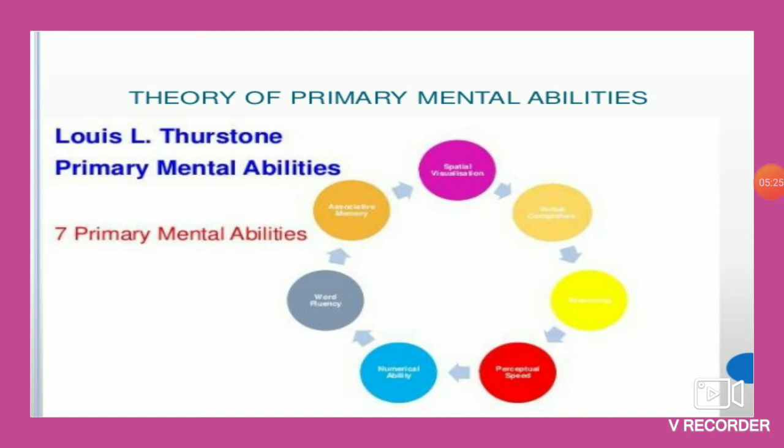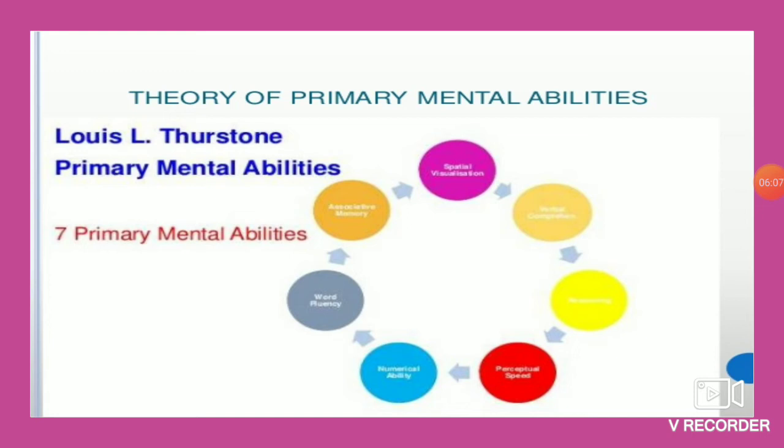So next we come to theory of primary mental abilities. First of all, it was given by Lewis L. Thurstone. Yes, so sometimes the question is asked as, mention the abilities given by Thurstone. So you have to remember the name of the person. Then the basic crux of this theory is that it says that intelligence consists of seven primary abilities, each of which is independent of others.